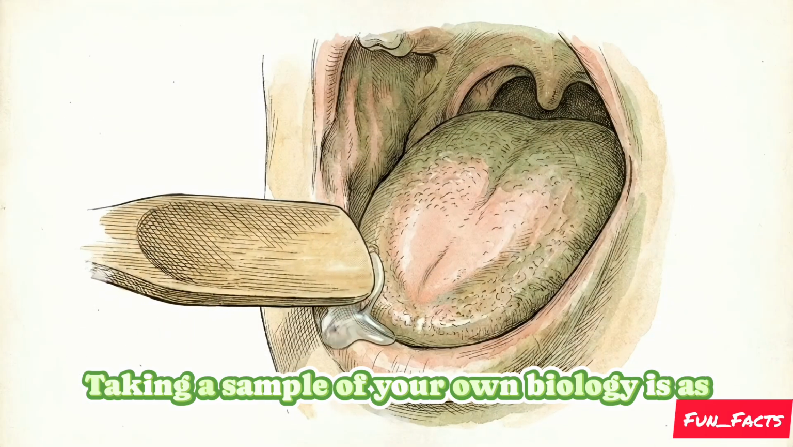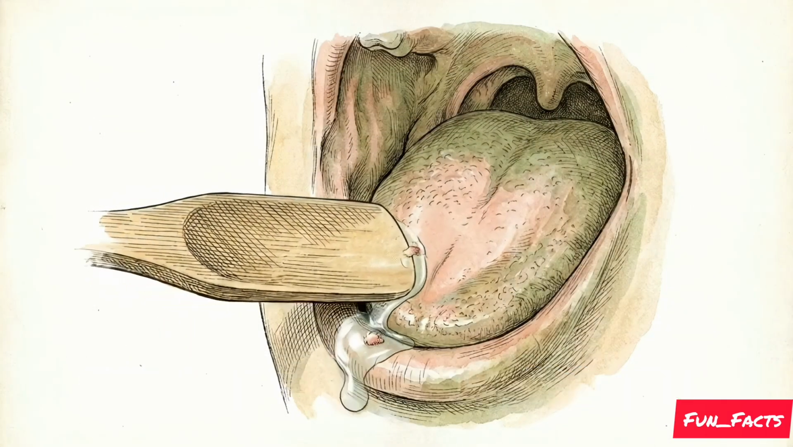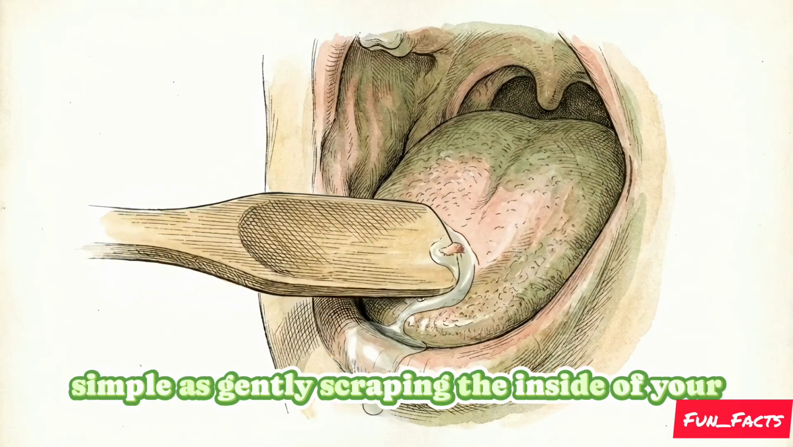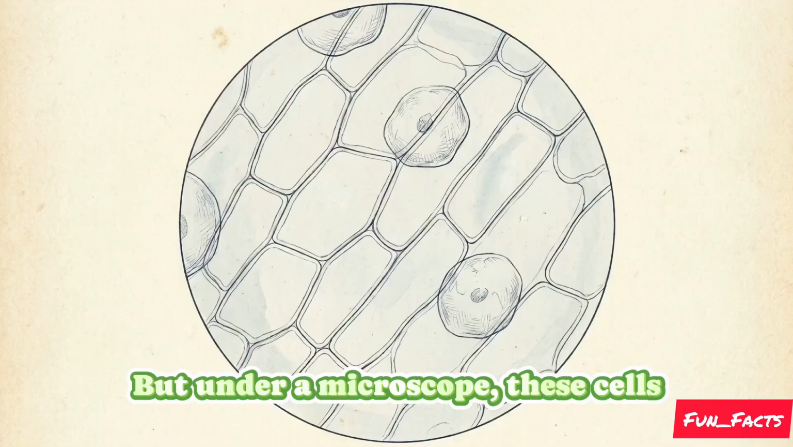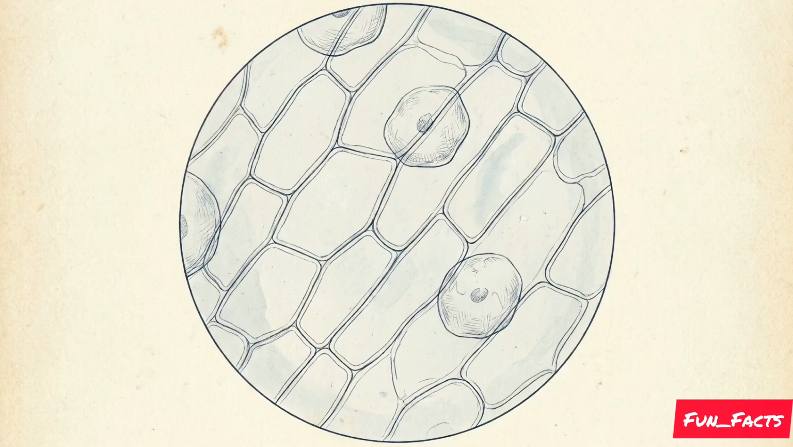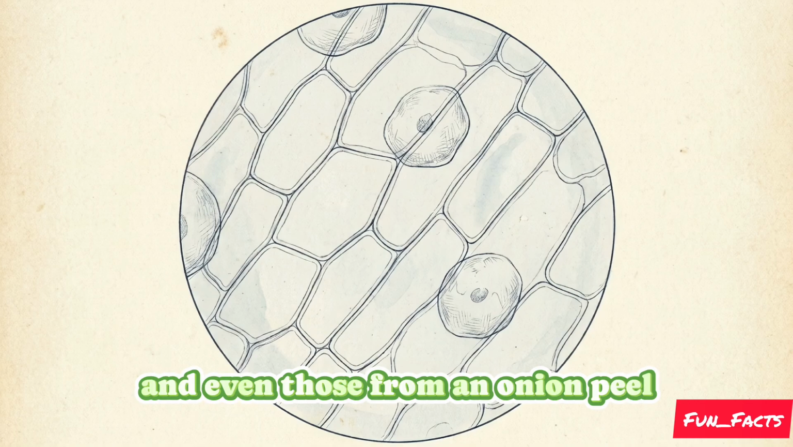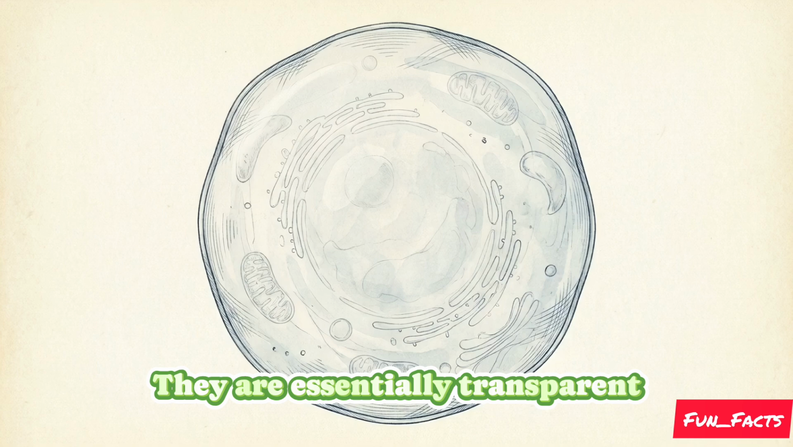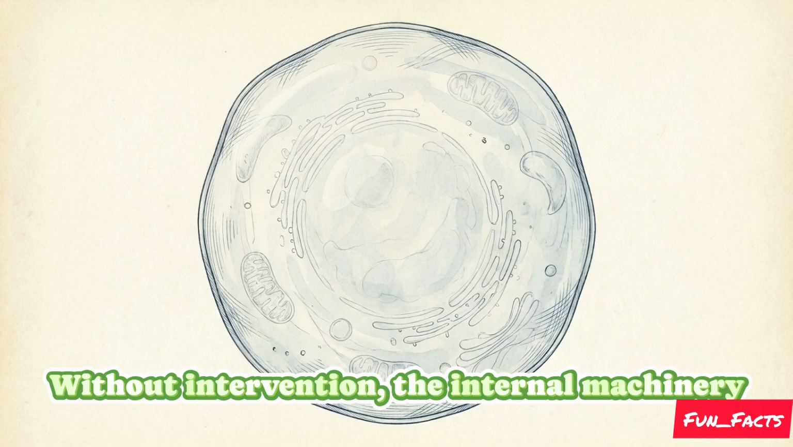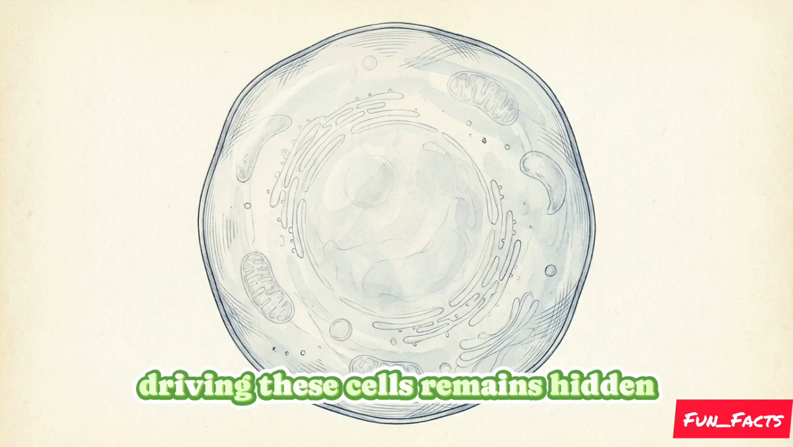Taking a sample of your own biology is as simple as gently scraping the inside of your cheek with an ice cream spoon. But under a microscope, these cells, and even those from an onion peel, are almost invisible. They are essentially transparent. Without intervention, the internal machinery driving these cells remains hidden.